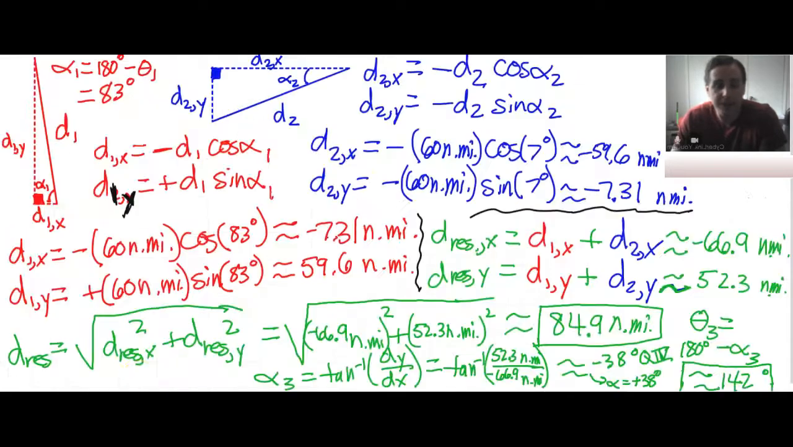And then finally, the final angle, alpha 3, will be given by the inverse tan of displacement in the y direction over displacement in the x direction of the resultant vector. When you work that out, you get negative 38 degrees, but we know it's in quadrant 2, so that's positive 38 degrees. We subtract that from 180 degrees, that's 142 degrees. Hope that was helpful. Hope you understand the problem now.